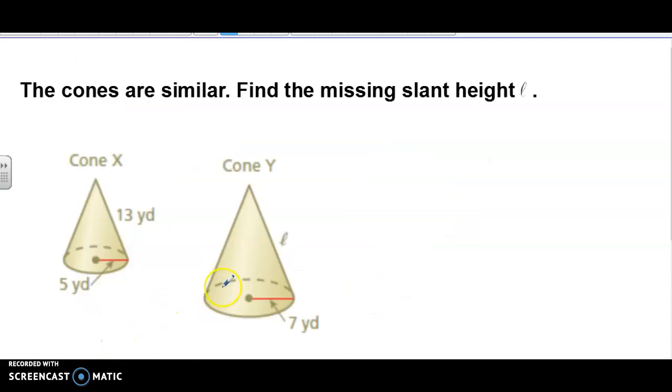For a problem like this, they're telling us that the cones are similar. So they're saying, okay, these cones are similar. Find the slant height. All right, so if you remember here, what we would have to do is set up ratios. And then we're going to cross multiply. We're going to put them equal to each other because we know that they are similar. So we're going to say 5 over 13. So I'm going to do the radius over the slant height for cone X is equal to the radius over the slant height of cone Y.